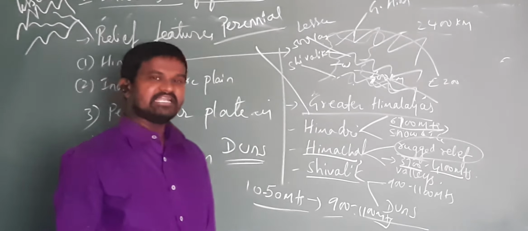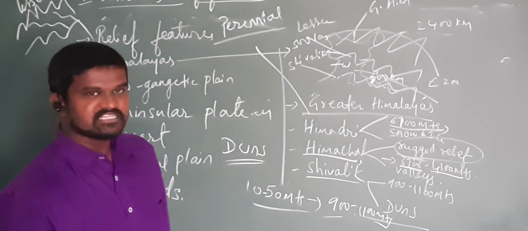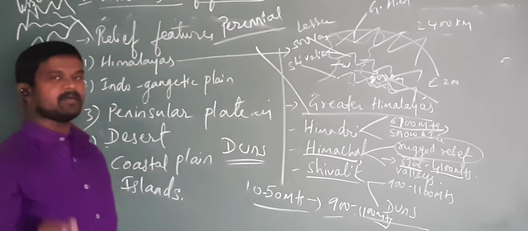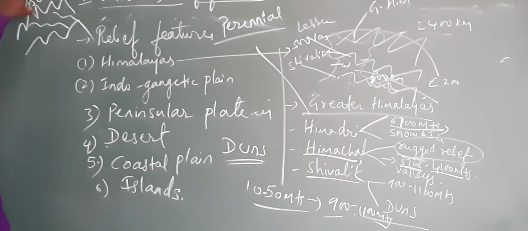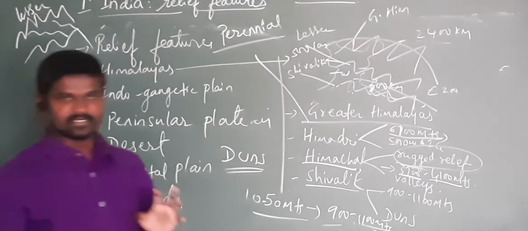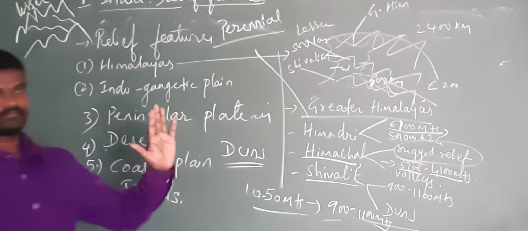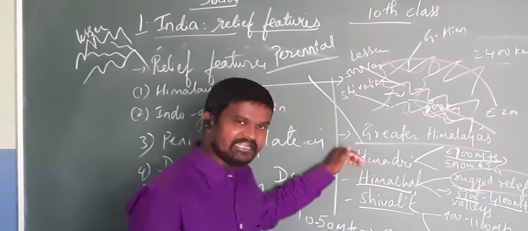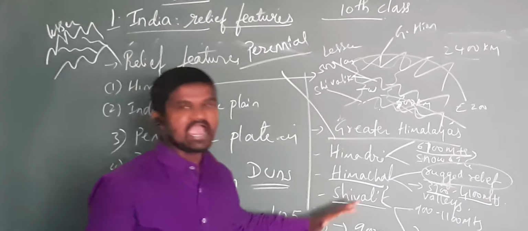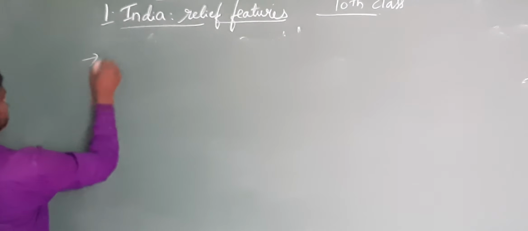Kotli Dun, Patli Dun, Dera Dun. These are some of the prominent duns which flow between the Lesser Himalayas and Shivalik. So these are the features of the three ranges: Greater Himalayas, Lesser Himalayas and Shivalik.